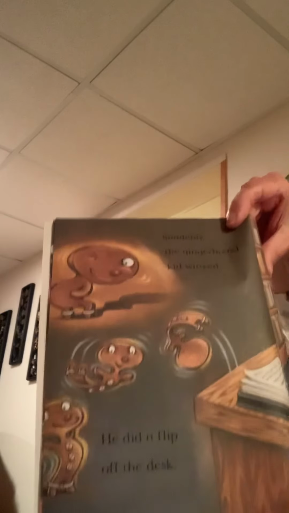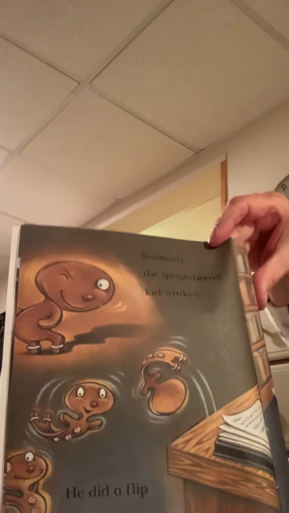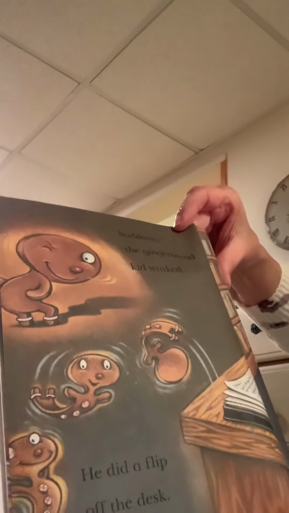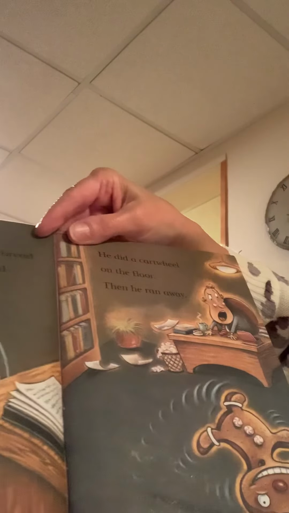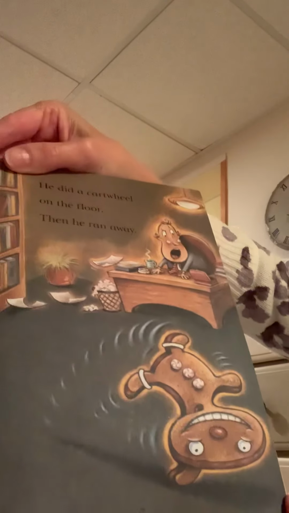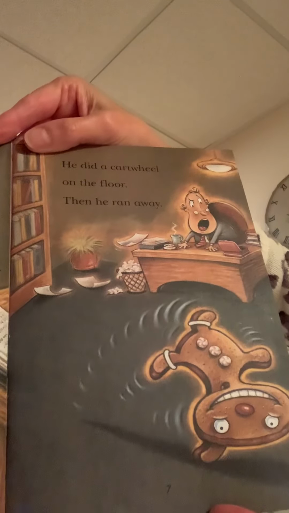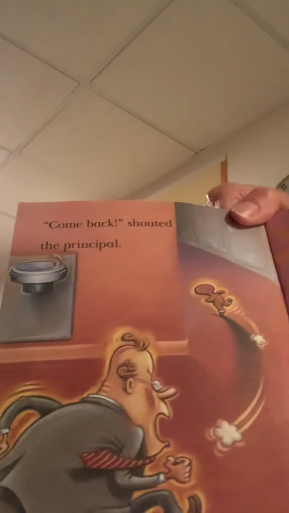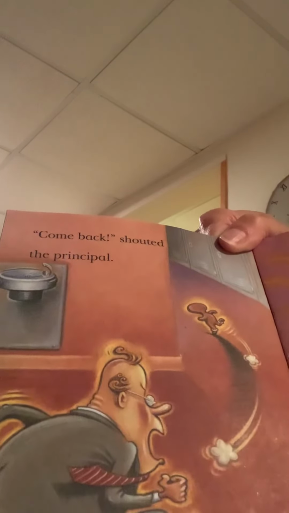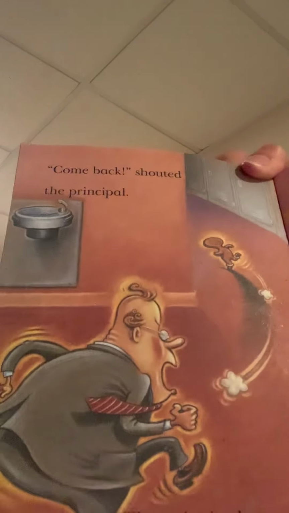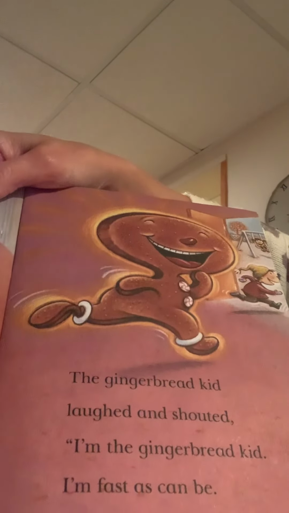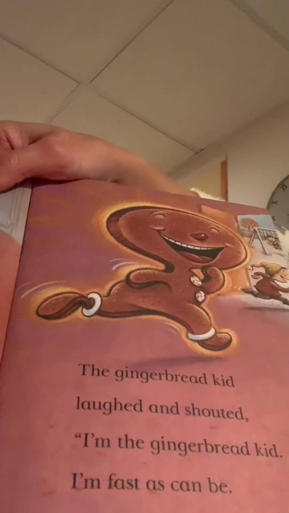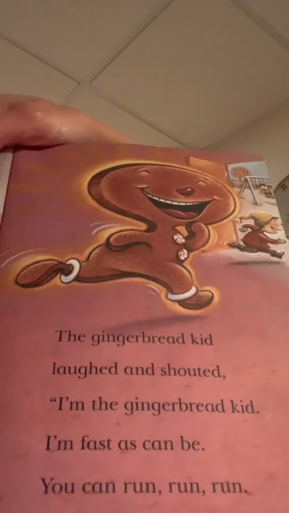Okay, here we go. Suddenly, the gingerbread kid winked. And he did a flip off the desk. He did a cartwheel on the floor. And then, you know, he ran away. "Come back," shouted the principal. The principal ran after the gingerbread kid. There he goes down the hall. The gingerbread kid laughed and shouted, "I'm the gingerbread kid. I'm fast as can be. You can run, run, run, but you can't catch me."